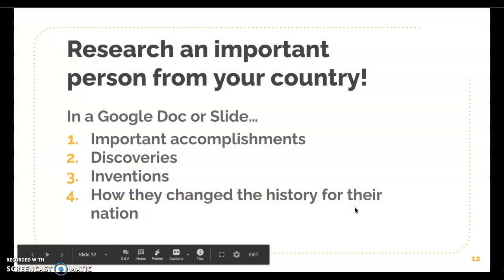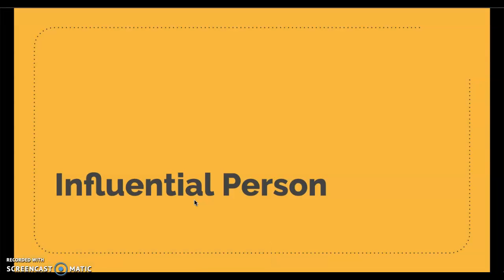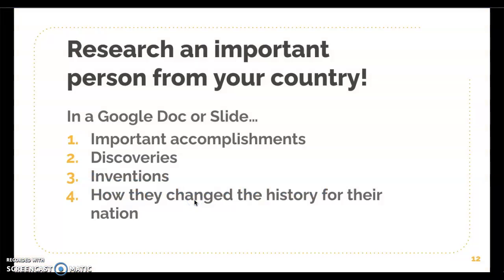All right, influential person. When I say that word influential, it just means a person who has really helped change part of their country or become an important person for their culture or country. So you get to research an important person from your country. These are the things you might put into your Google Doc or a slide. You can choose to either type everything up in a Google Doc, kind of like a research paper, or make it more of a presentation in a Google Slide.